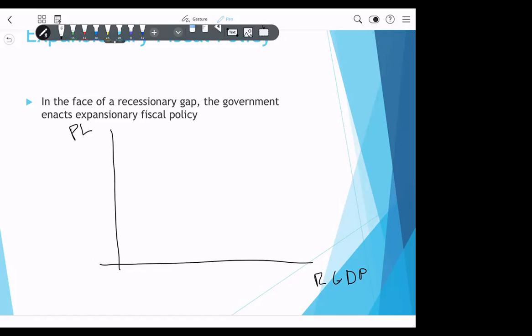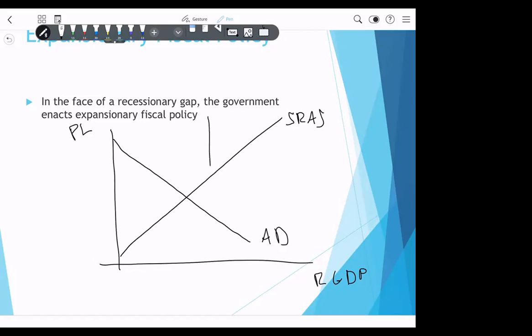Okay, so if we have a recessionary gap, where is long run aggregate supply going to be? To the left or to the right of where SRAS and AD cross? To the right, right? Current output is less than potential output.